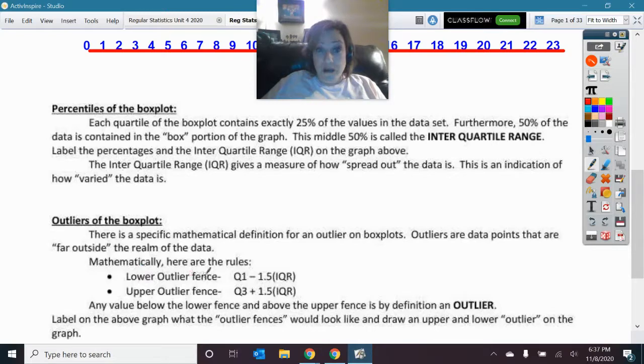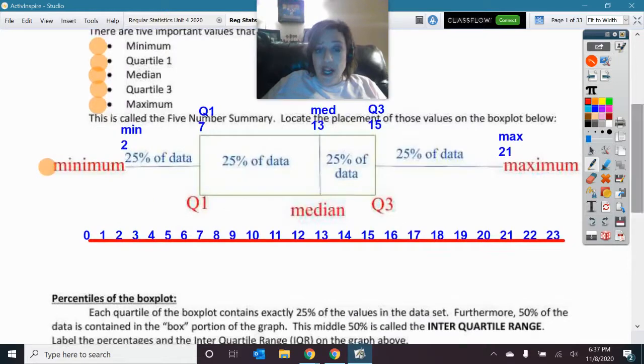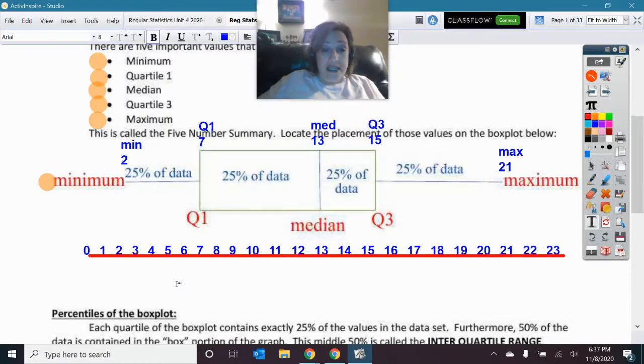To get the lower fence, you do quartile 1 minus 1.5 times the IQR. Okay, so let's go back and talk about that. That IQR is this distance from Q1 to Q3. So technically, we need to do some computing first, and we know that the IQR is that distance from Q3 to Q1. So you do Q3 minus Q1, and that will give you a number. So look here, in this case, from 7 to 15, my IQR is 8.